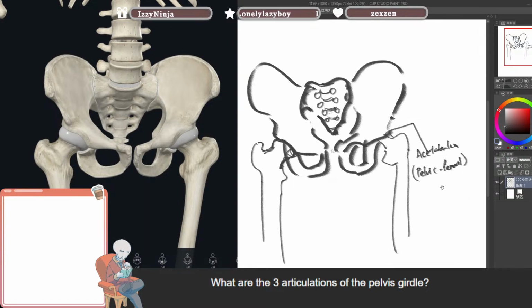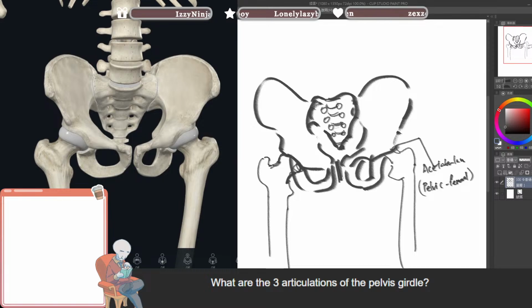And the second kind is actually here. This is the pubic symphysis, which is just the pubic joint. And the reason it's called symphysis is that this part has some sort of connective tissue that allows some slight movement, but it still joins the 2 parts, the left and right pelvic bone, together.